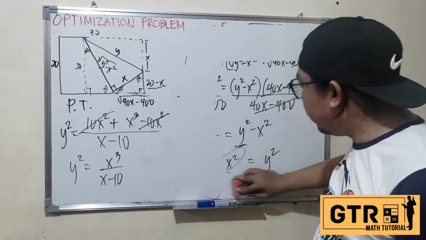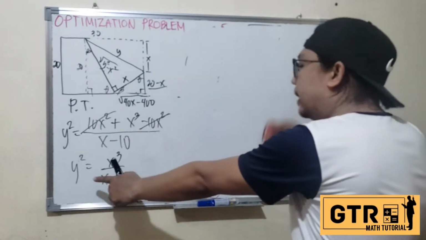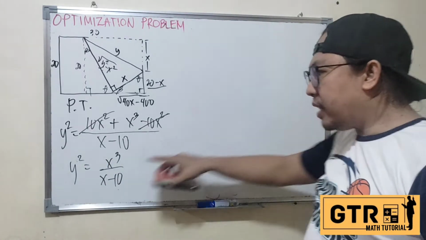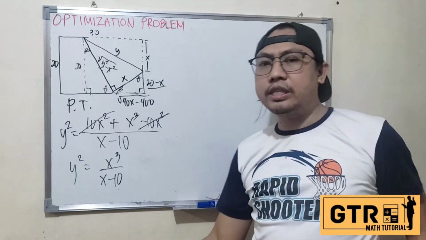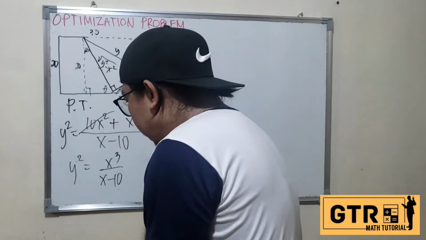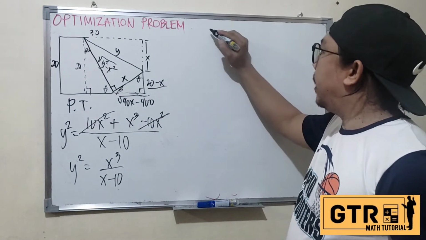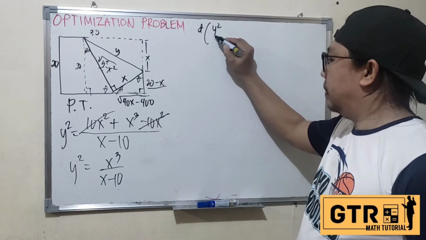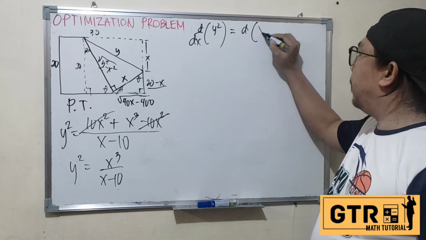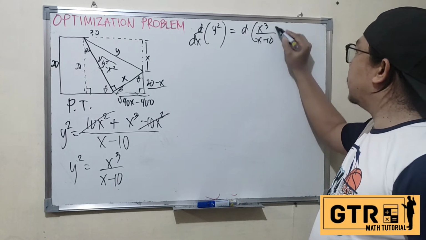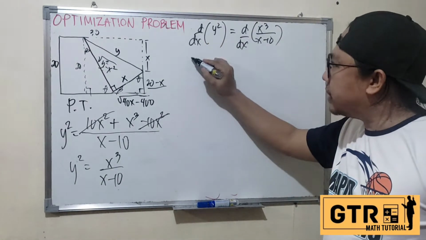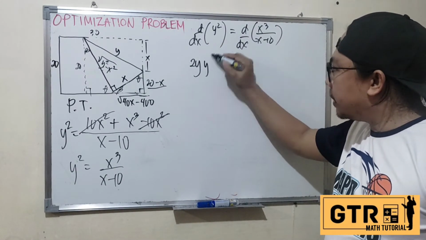Differentiate both sides. We will use implicit differentiation since the left side involves y squared. We can extract the square root, but it's easier if we use implicit differentiation. So we have the derivative of y squared with respect to x equals the derivative of x cubed over x minus 10 with respect to x. The derivative of y squared with respect to x is simply 2y, and don't forget the y prime.